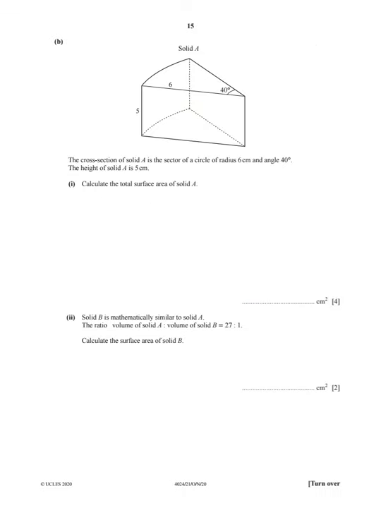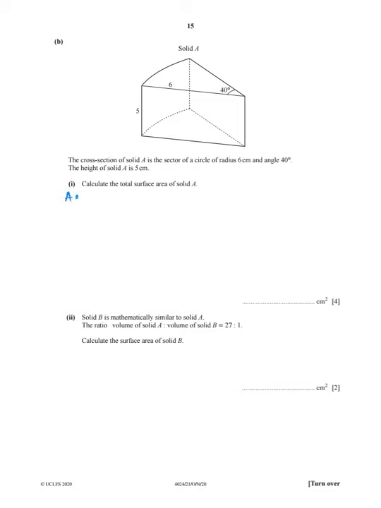For part B, it says that the cross section of a solid A is the sector of a circle, radius 6 and angle 40. The height of the solid is 5. Calculate the total surface area of the solid. For total surface area, we need to add all the faces we can touch easily. Alright, so let's start with the top face, that is the sector.